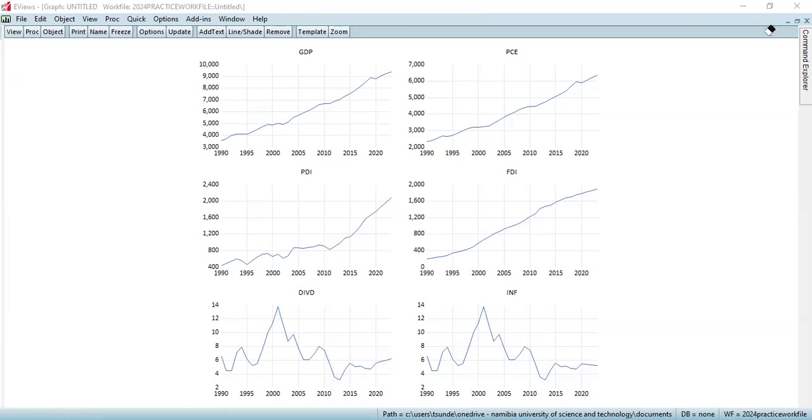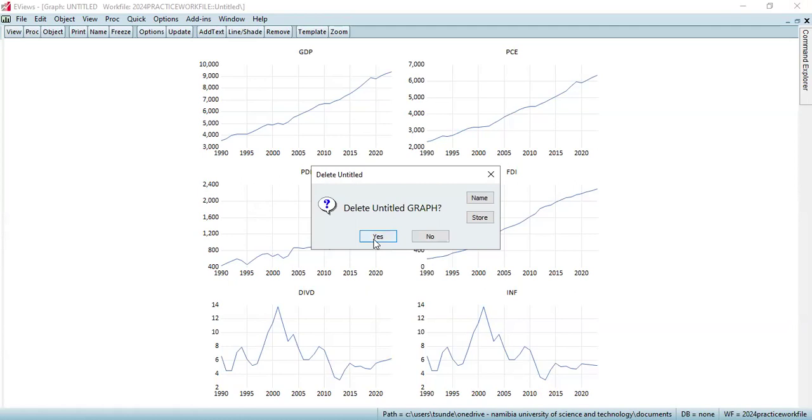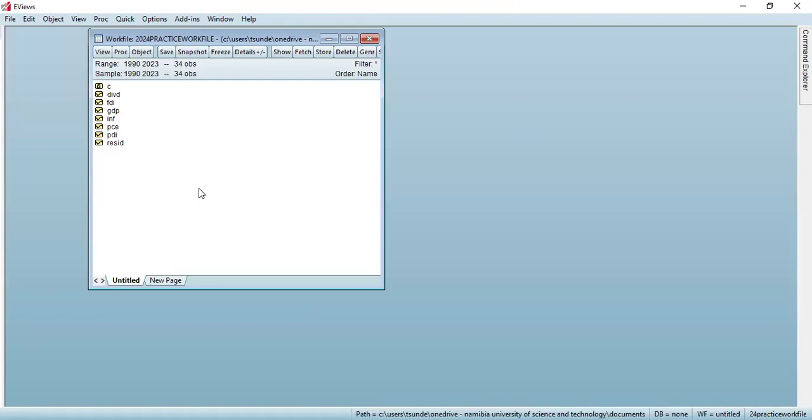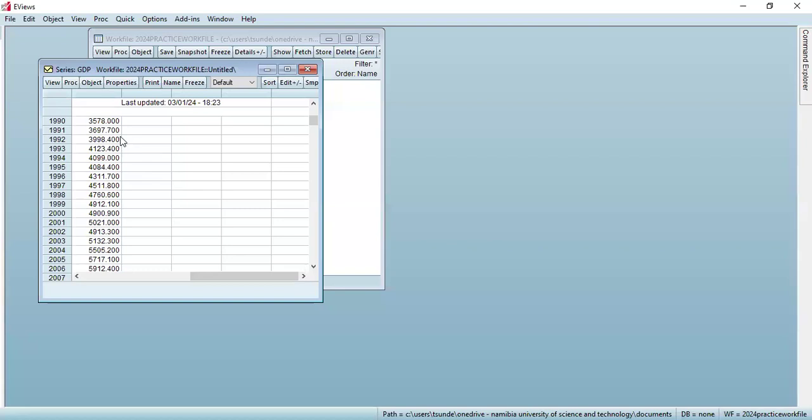Now, having said that, let's try to do the formal tests. The formal tests. Let's start with the GDP. So what you do is you open the GDP variable. You click on it, and you open it. These are the observations of the GDP variable over time, right? And while we are in this window, we want to do the Dickey-Fuller test, right? The Dickey-Fuller test. That's what we want to do.